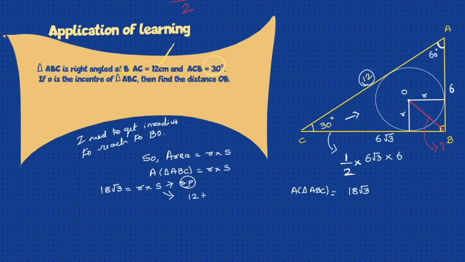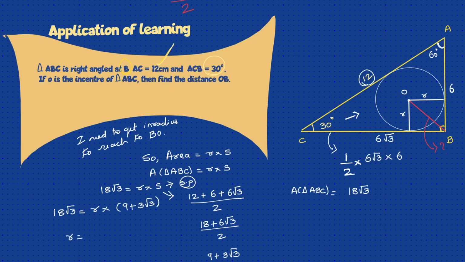But S we know is nothing but the semi-perimeter. So the perimeter you will write as all the sides, 12 plus 6 root 3. Semi-perimeter is divided by 2. 18 plus 6 root 3 divided by 2 is nothing but 9 plus 3 root 3. So I have 18 root 3 equal to R into 9 plus 3 root 3. So my inradius R comes out to be what then? 18 root 3 upon 9 plus 3 root 3.